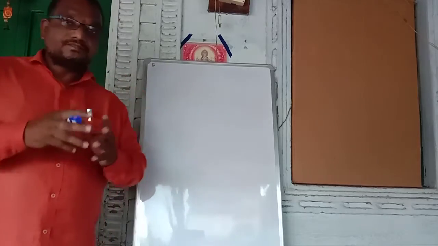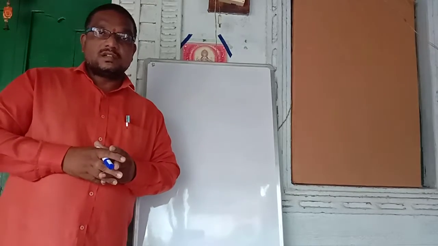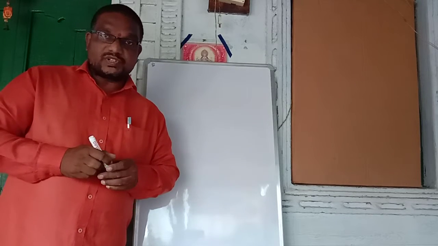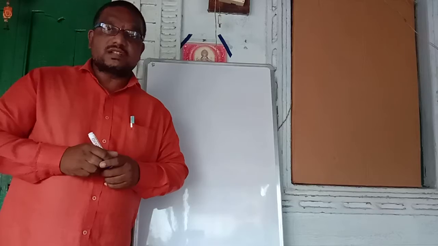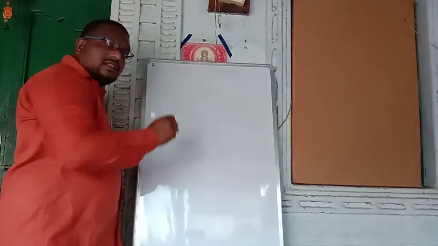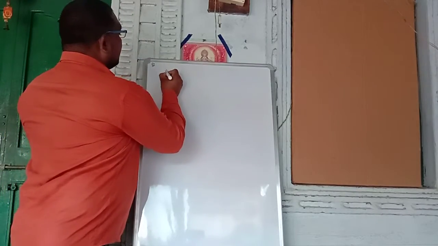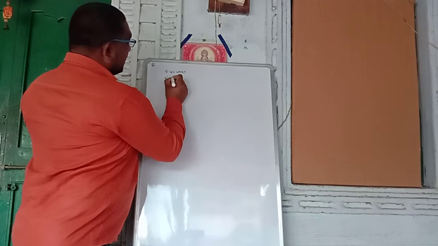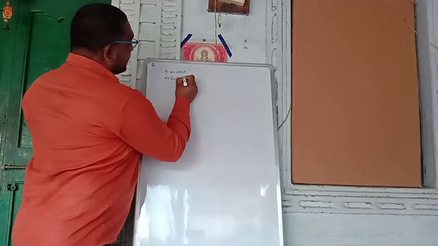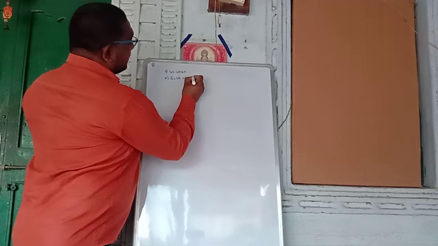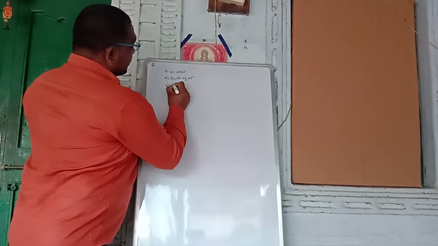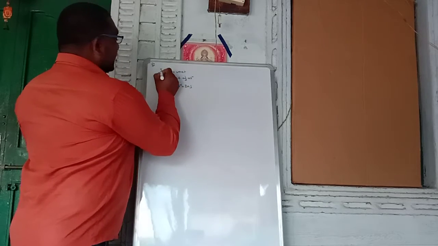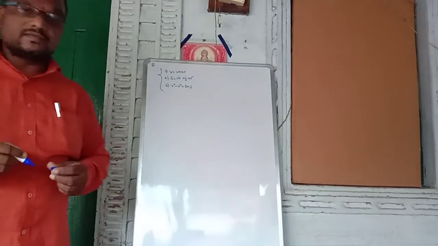Okay, now let us start our class. What we have learned in the previous class, we have learned about the equations of motion. So how many equations are there? Total mainly 3 equations are there. Number 1, v is equal to u plus at, and number 2, s is equal to ut plus half at square, and the third one is v square minus u square equal to 2as. So mainly these 3 are the equations of motion.